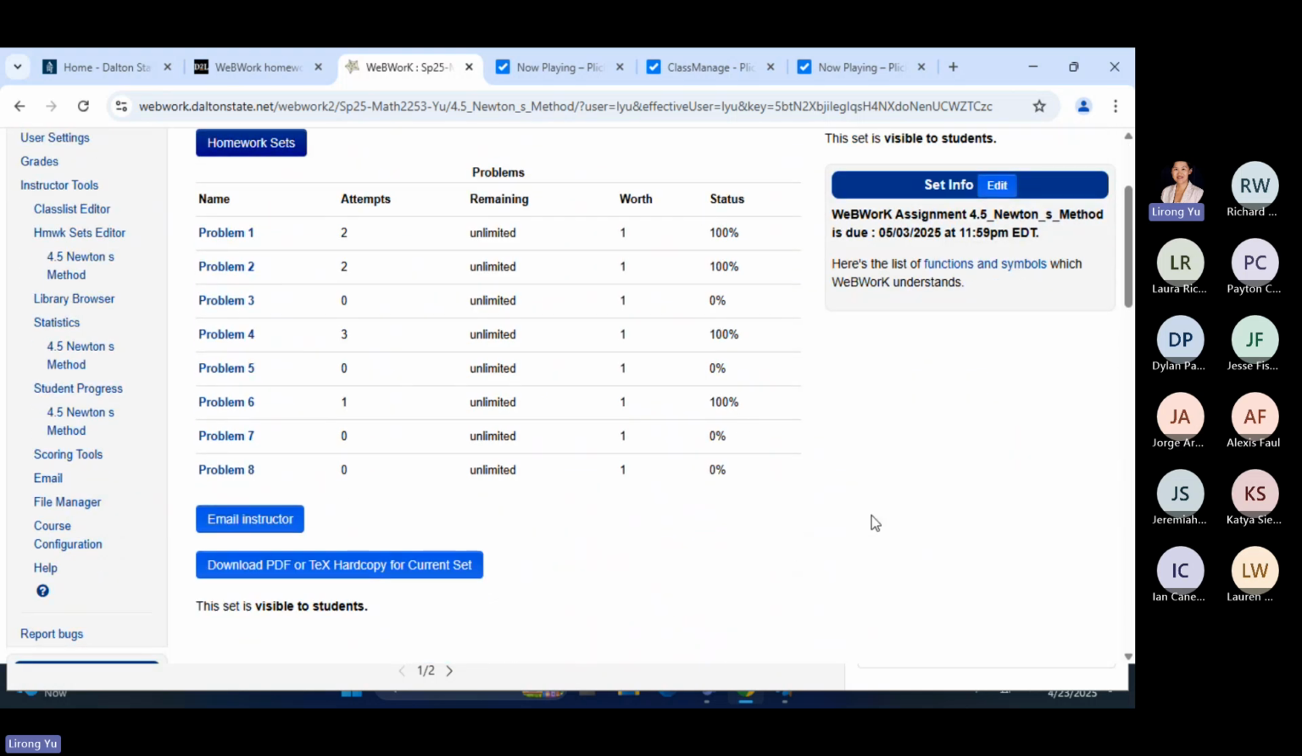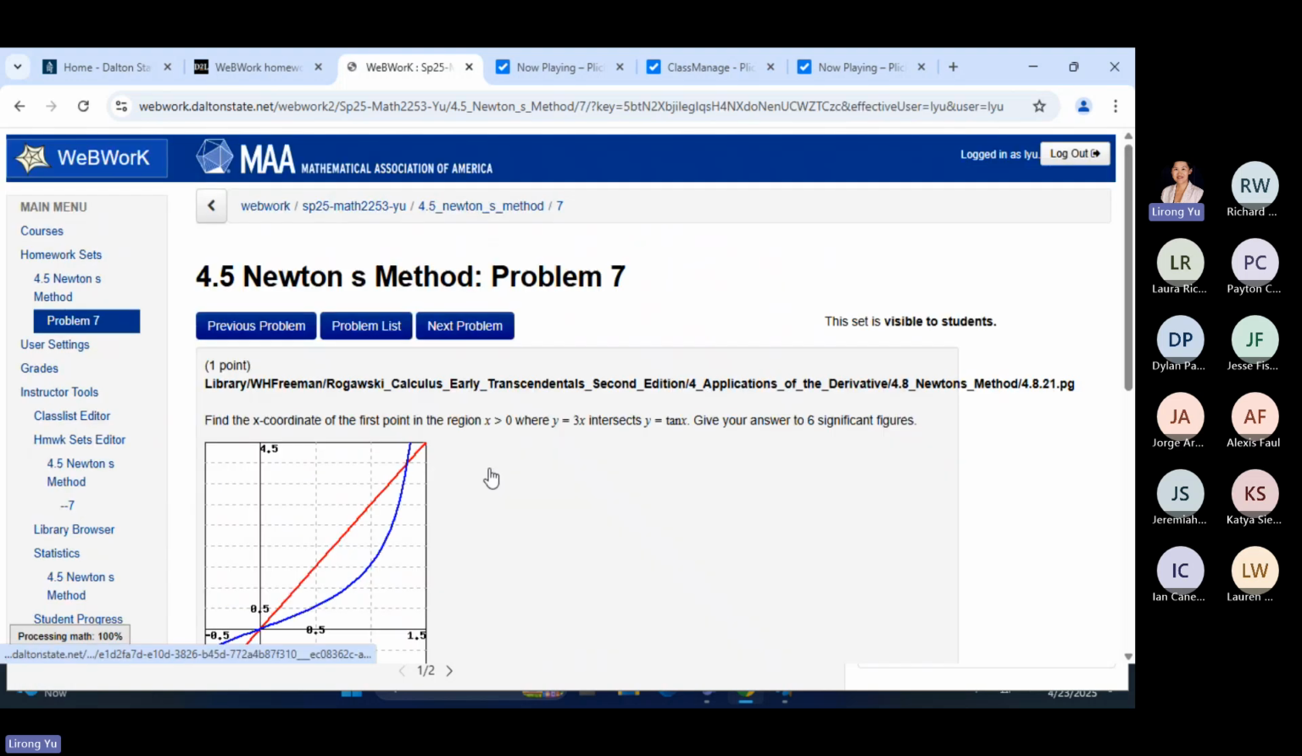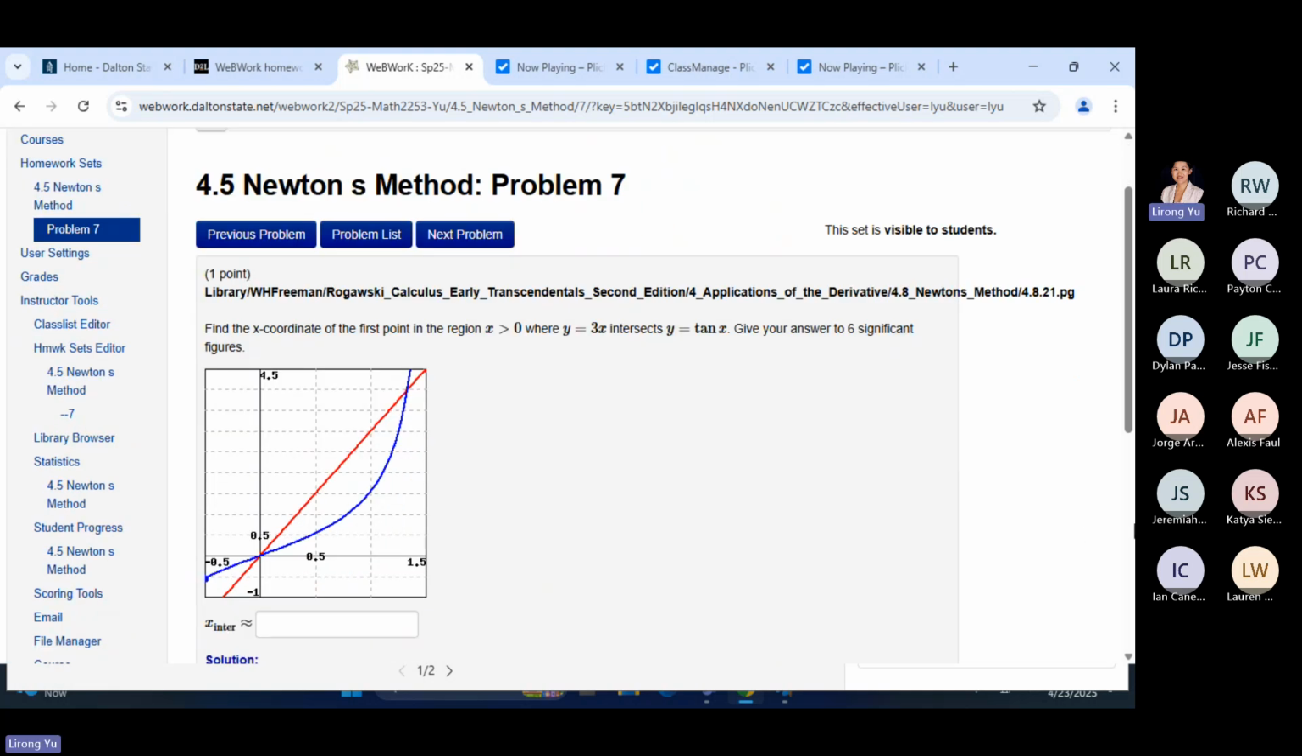See, this is what I did for 4.5. I already did four of them, and there are a few of you who had not tried 4.5 yet. The graphing question you were talking about, Problem 7 and 8. Okay, number 7: you see, there are two functions. One is y equals 3x.